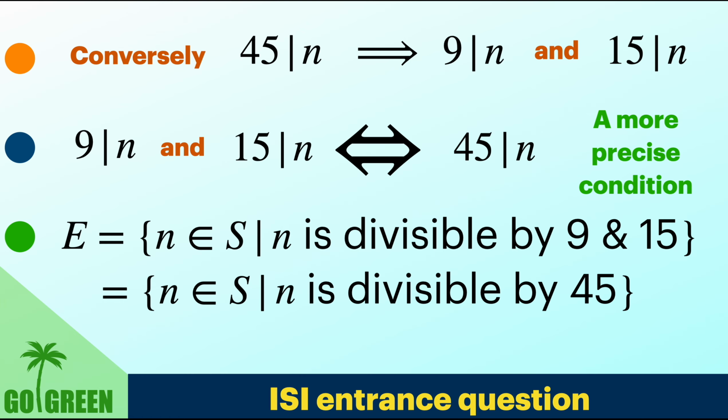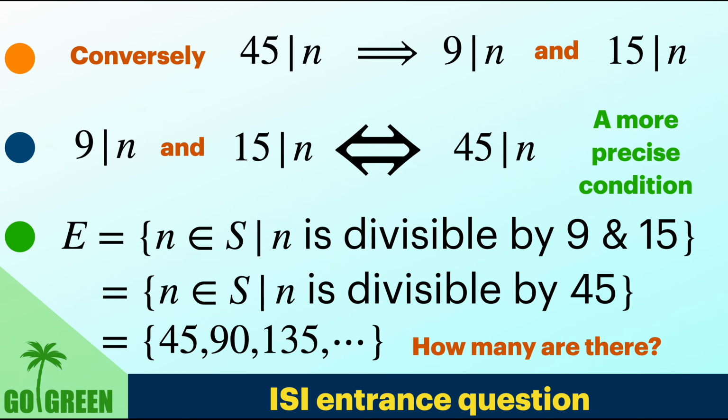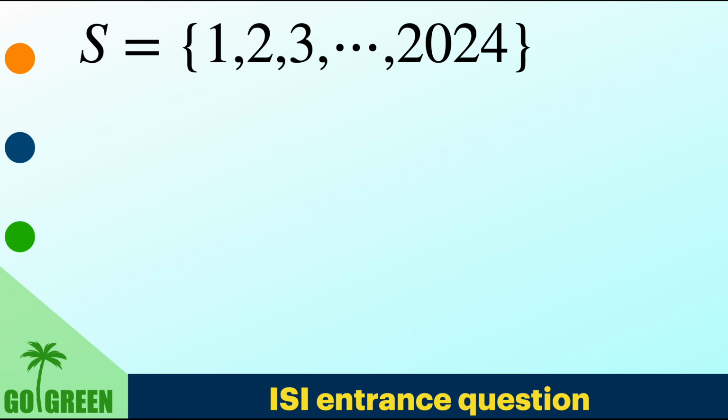Fine. And then what it says is that n belongs to S, n is divisible by 45, which means only the multiples of 45 will be there in E. So 45, 90, 135 and so on. But the numbers themselves are not important, right? We want to know the cardinality of E, which means how many such numbers are there which are below 2024, right? Okay, so how many are there in E? How many such numbers? So how many multiples are there?